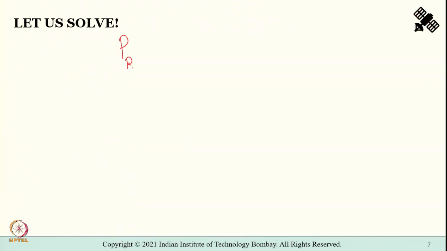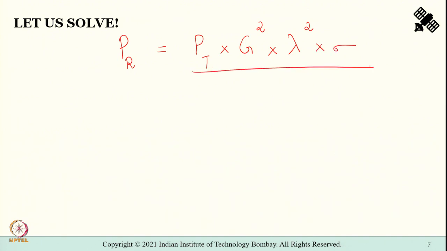We already know that the power received is nothing but transmitted power into gain of the antenna square into wavelength square into radar cross section, that is sigma, the whole divided by 4 pi cube multiplied by range raised to 4. Okay. So, we can start plugging in the values for each of the terms now.